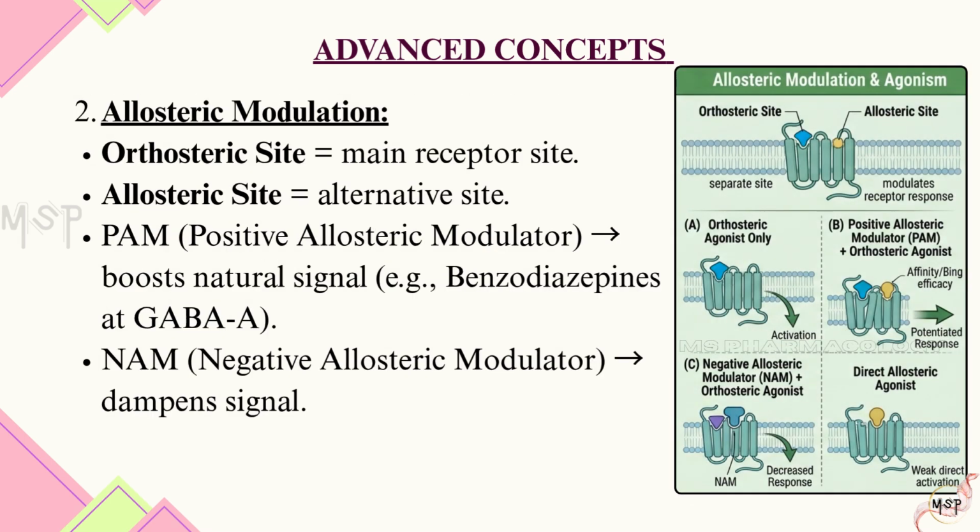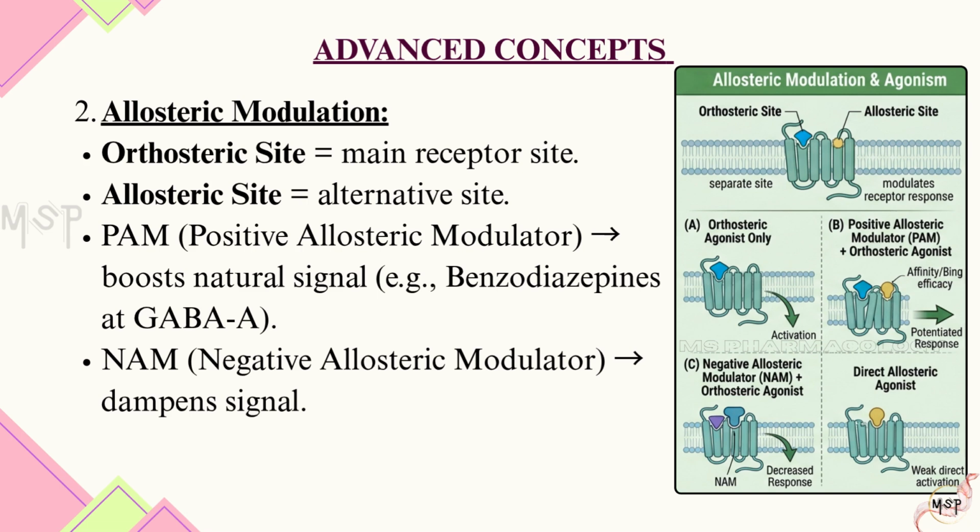Next, we have allosteric modulation. Most drugs bind to the orthosteric site, the front door. But receptors have side doors called allosteric sites. Take benzodiazepines. They act as positive allosteric modulators, PAMs, at GABA-A receptors.